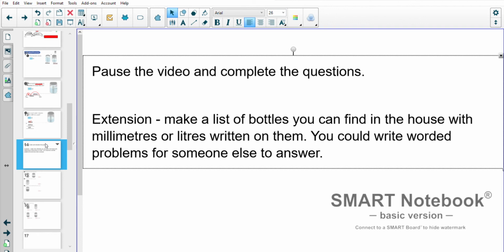Okay, and then as an extension, if you do this nice and quickly, you could, oh, I've copied it from yesterday. So if you didn't get onto the extension yesterday, make a list of bottles you can find in the house. But this time, instead of writing word problems, make them similar to the ones that you did today. How much more is needed? How much less is needed? Okay, but I think actually just the questions today might be enough. And stop the video here because I am going on to the answers now.